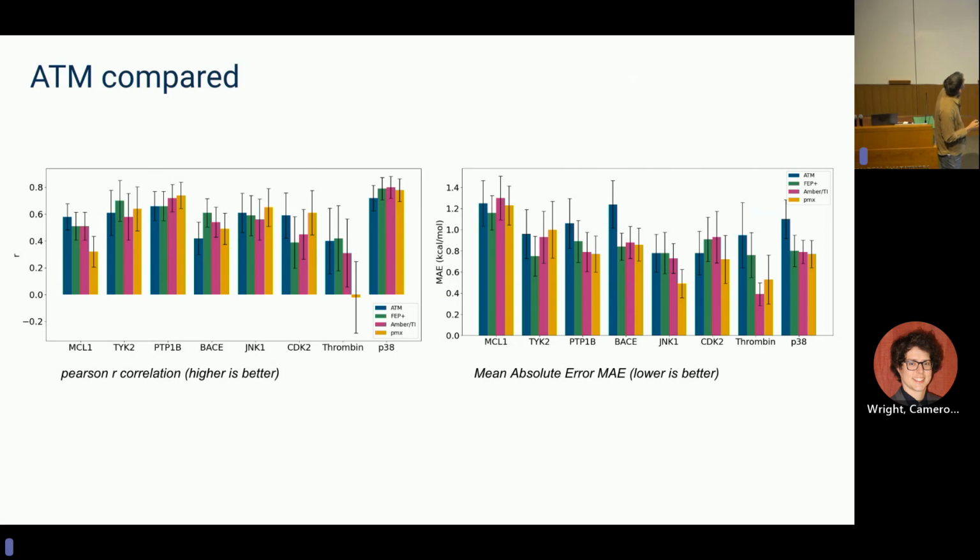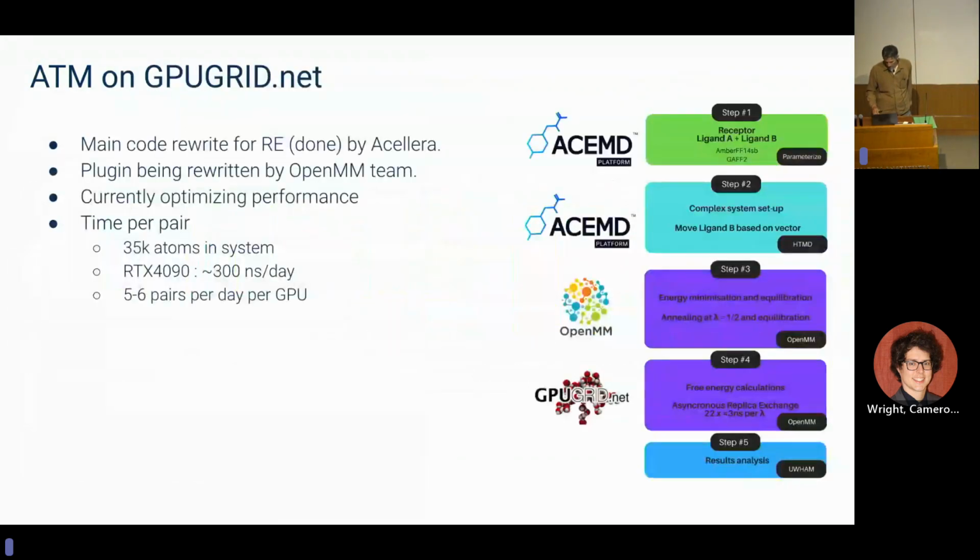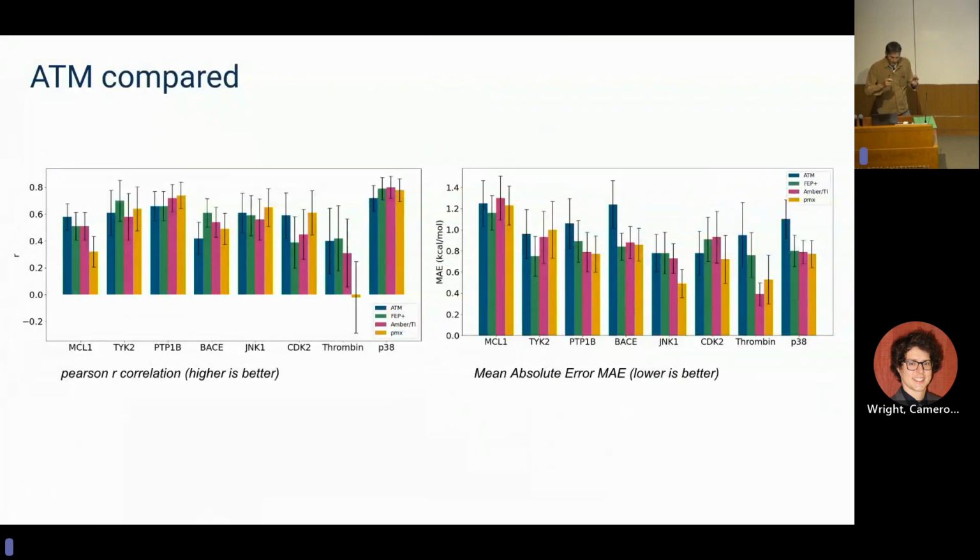Sometimes it's the best, sometimes it's the worst, but nothing special. In MAE it's usually a little bit worse, a little bit higher, but it recovers in the correlation. Maybe this is because of the method or because of the force field, we don't know yet.